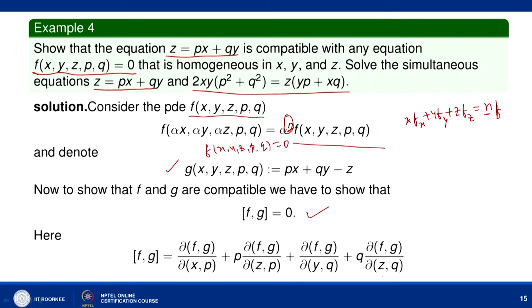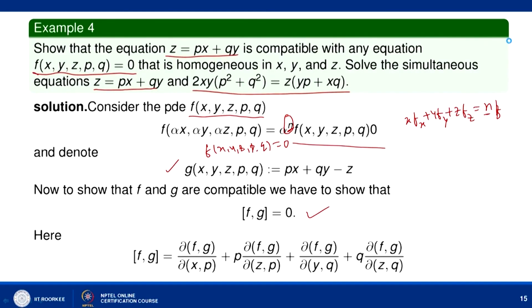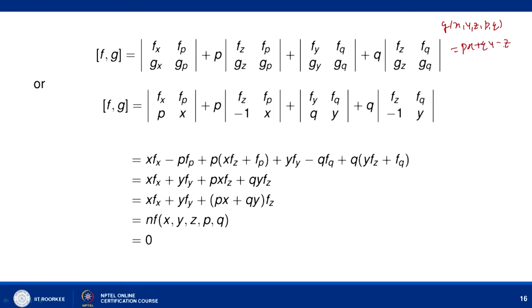Now let us simplify this further. So I can write the Jacobian of F, g with respect to x, p as fx fp gx gp plus p times fz fp gz gp plus fy fq gy gq plus q times fz fq gz gq. Now here we already know that g(x, y, z, p, q) is equal to px plus qy minus z. Let me see whether it is correct. It is px plus qy minus z. Okay, so this is the bracket F, g.